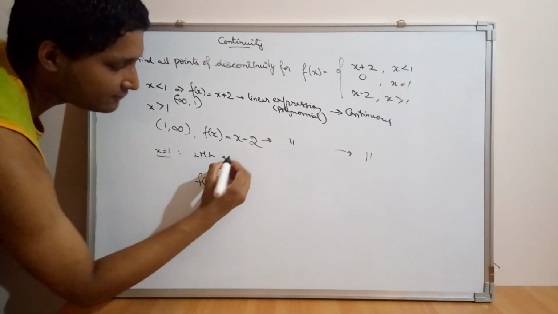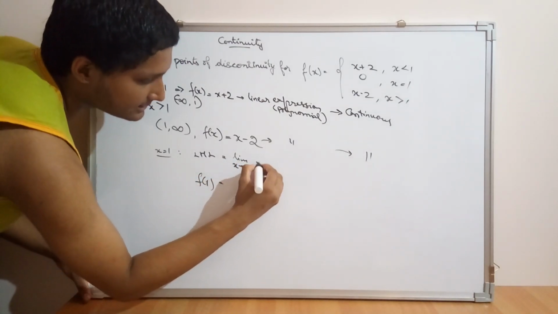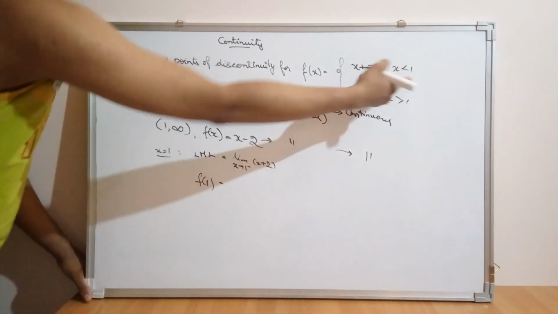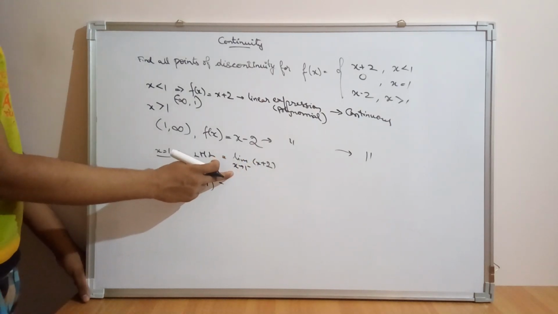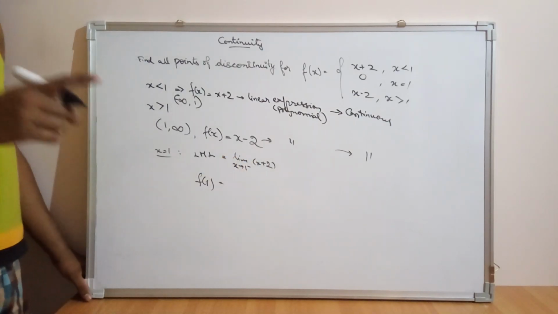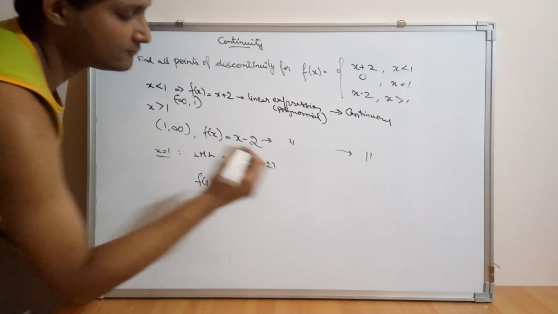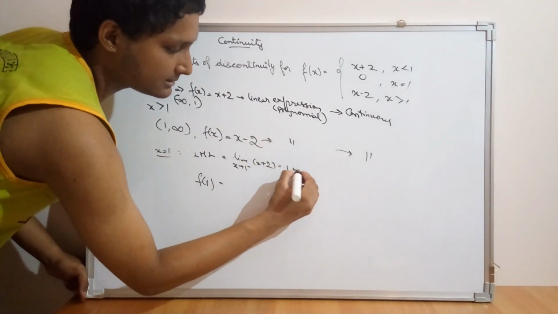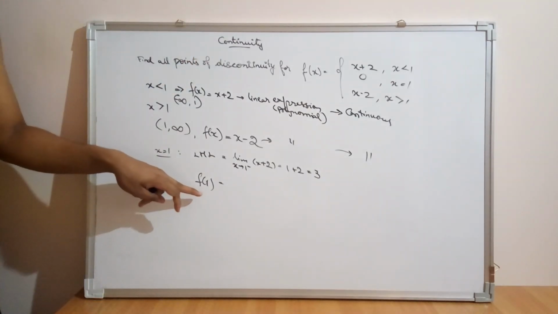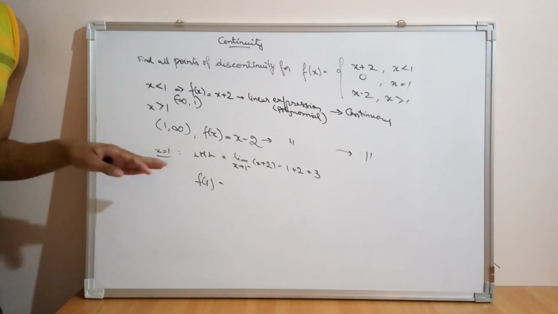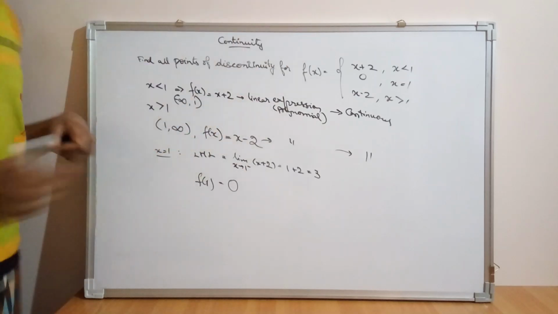Left hand limit is limit x tending to 1 minus of x plus 2. When x is less than 1, x plus 2 is the given function. Therefore, when x is approaching 1 minus, that is something very near to 1 but less than 1, the limit will be equal to 1 plus 2. That is going to be equal to 3. But the function f of 1, that is the value of the function at the particular point, is going to be equal to 0. That is according to the given question.